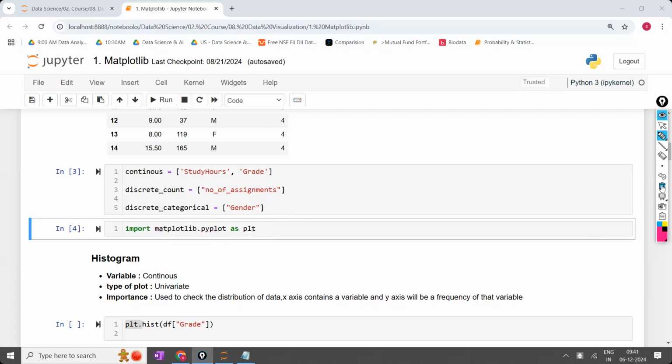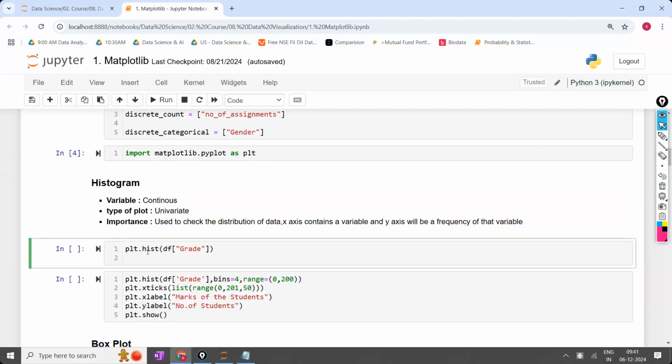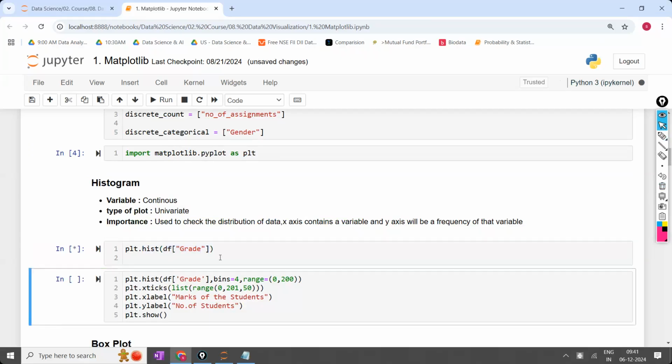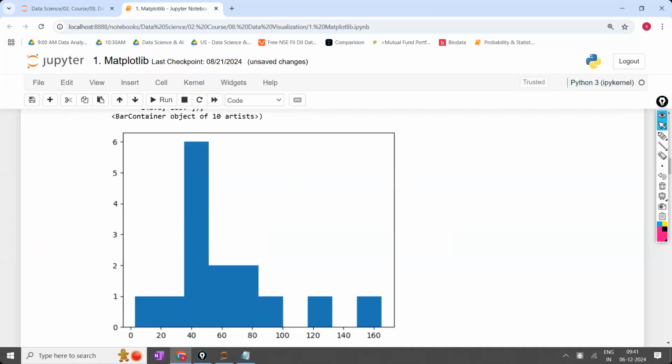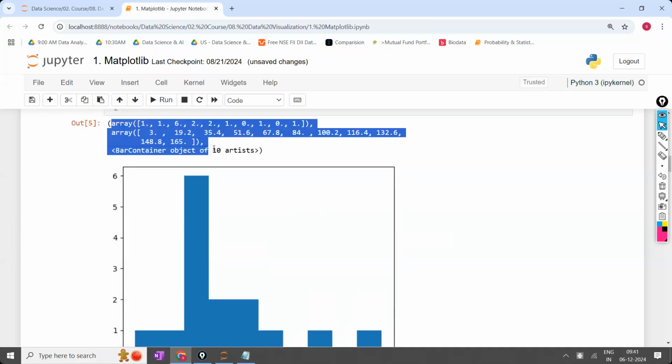The shortcut is plt. Within plt, I'm going to apply the histogram. plt.hist is the function name, and inside that, I'm going to give the variable, the variable for which I want to apply the histogram. That is df of the grade column, and it is going to give the histogram like this. Now in this histogram, can you see something it is showing?